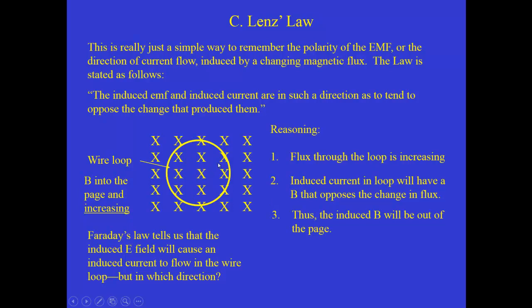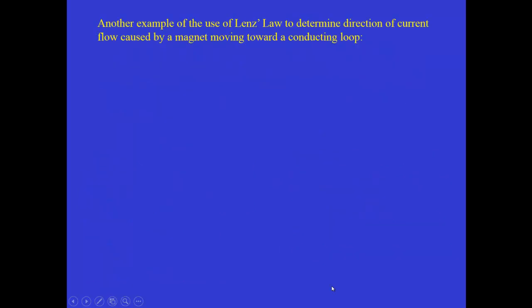We curl our fingers around in the direction of that current flow, and the thumb points in the direction of the magnetic field. And so the use of the right-hand rule tells us that the induced current must flow counterclockwise in order to be consistent with having an induced magnetic field out of the page. Now, notice that this current will only flow as long as the magnetic field keeps increasing. If the magnetic field stops, then the current will go away and there won't be any more induced field or current. So let's do another example.